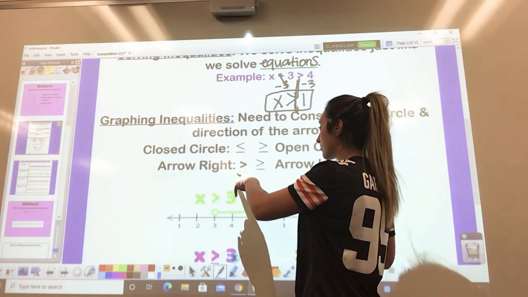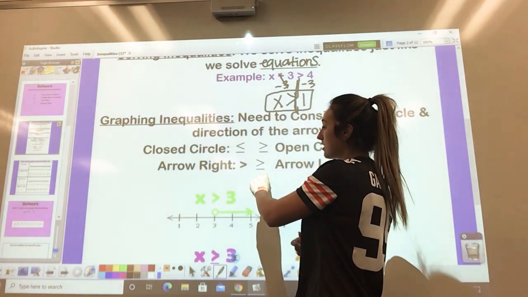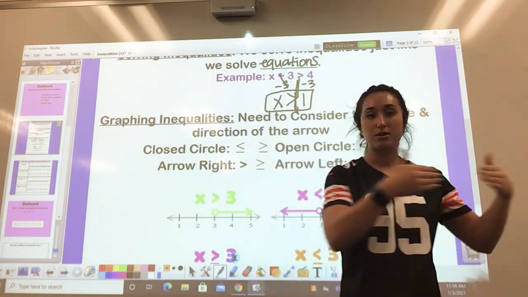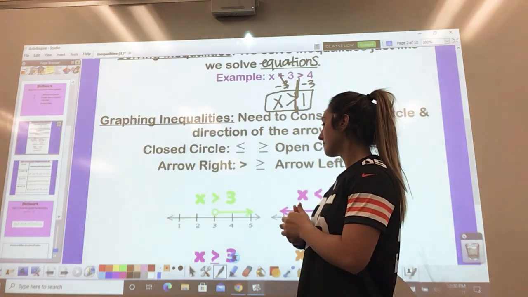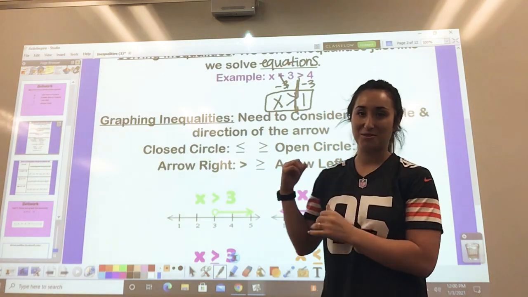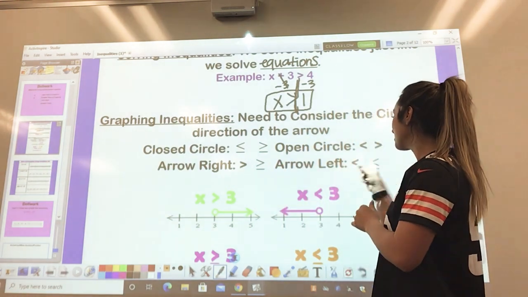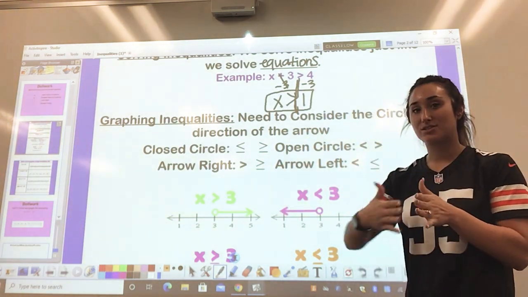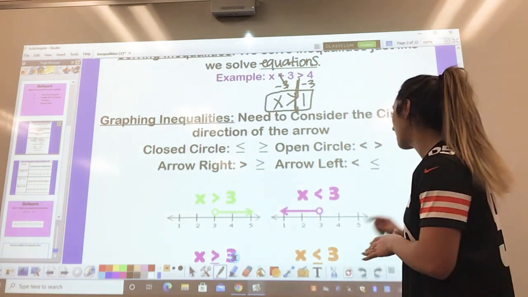These are both greater thans. This one is the greater than or equal to, but regardless, the greater numbers are to the right on a number line. These are both less than signs, and the lesser numbers are both to the left on the number line.